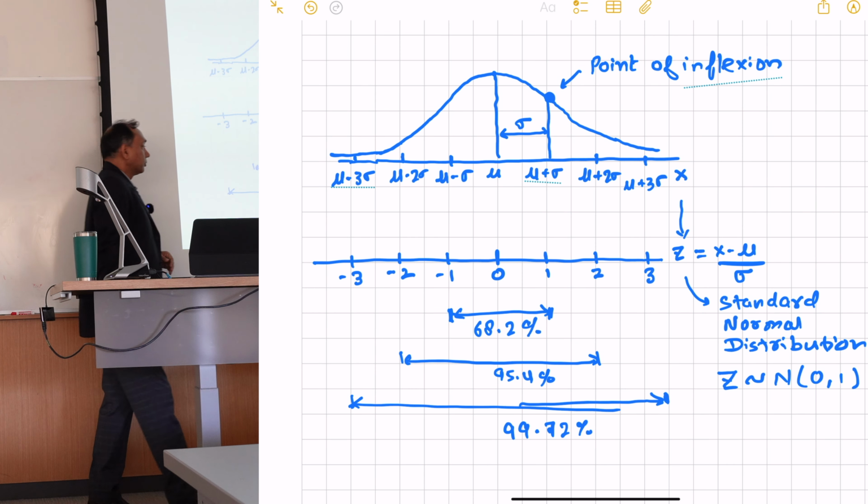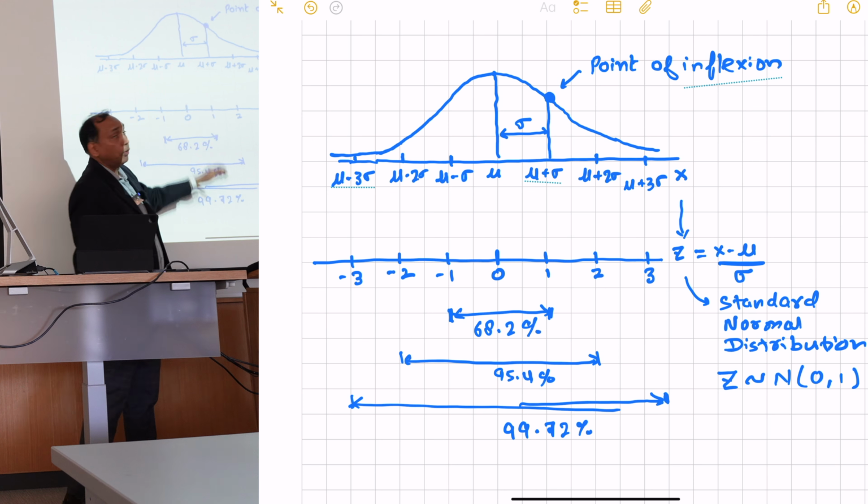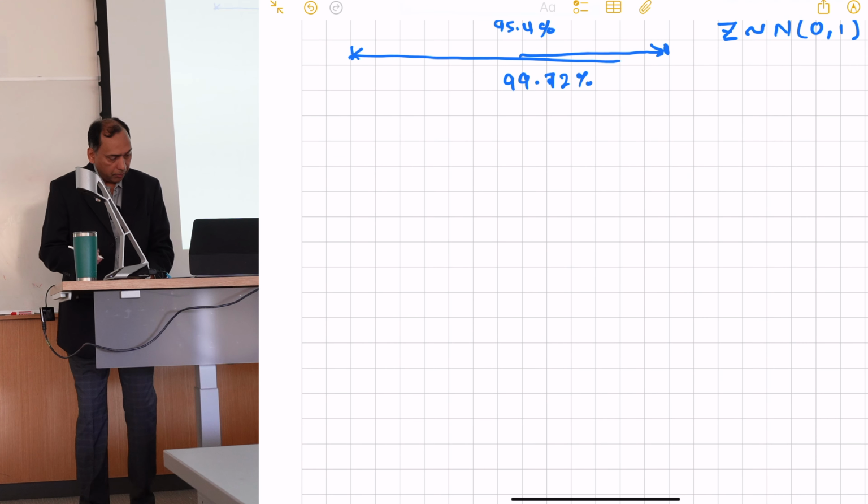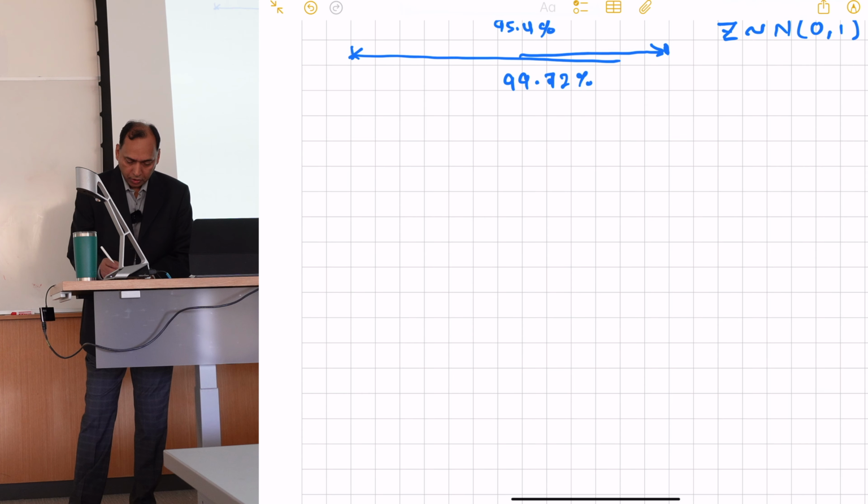So out of 1, roughly 0.9972 for a normal distribution, that area is under the curve. Let me write down those 3 situations.